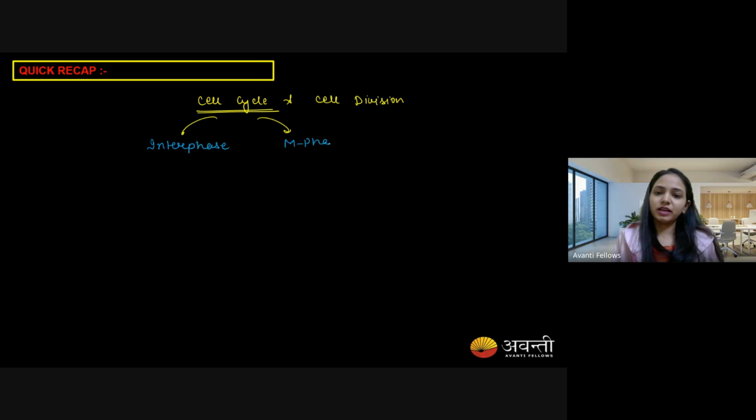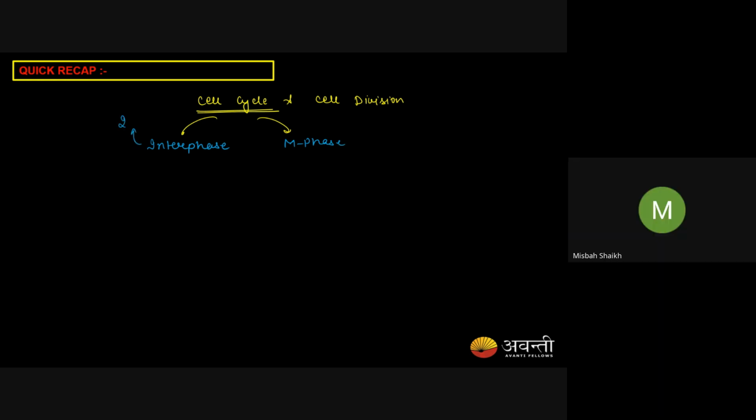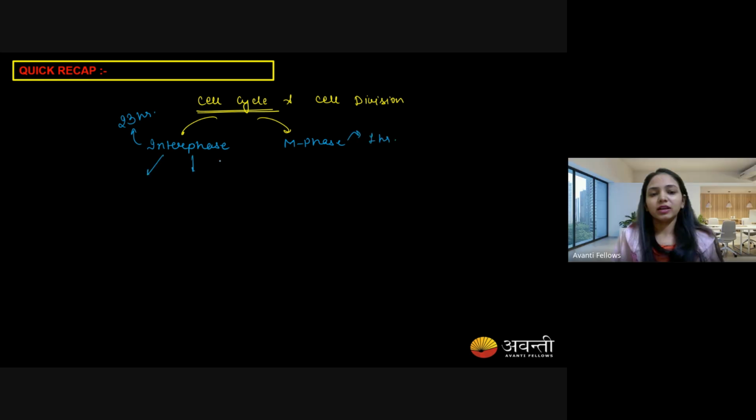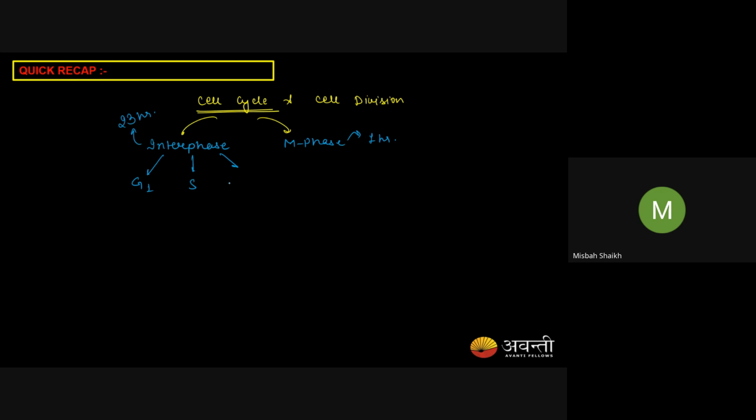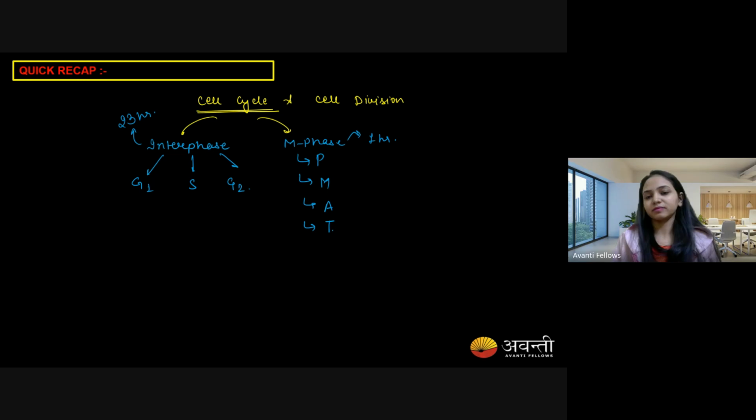Interphase is how much time period? It is of 23 hours, and M phase is for 1 hour. And there are three phases in the interphase. Name the three phases: G1 phase, S phase, and G2 phase. And there are four phases in the M phase, named prophase, metaphase, anaphase, and telophase. Very well done.